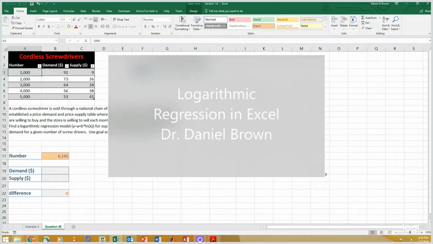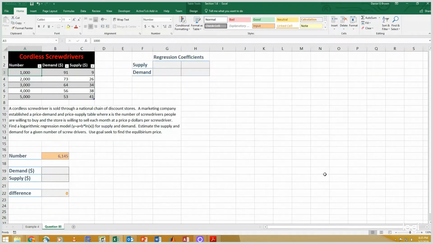In this video, I'm going to demonstrate the logarithmic regression model through Excel. A logarithmic regression model is of the form y equals a plus b times the natural log of x. First, a look at our data. Our data is for cordless screwdrivers and is the price demand and the price supply. That's a table of price demand and price supply.